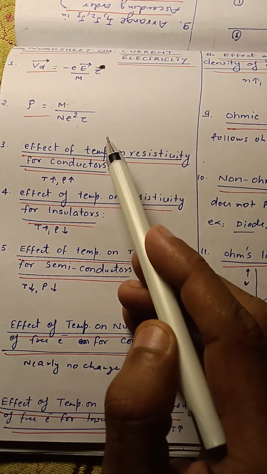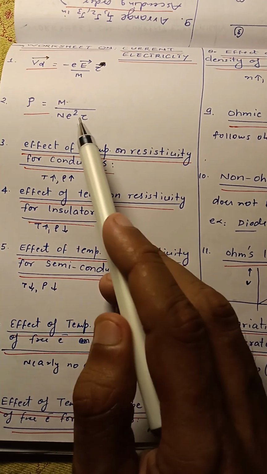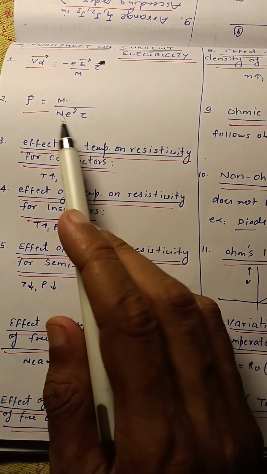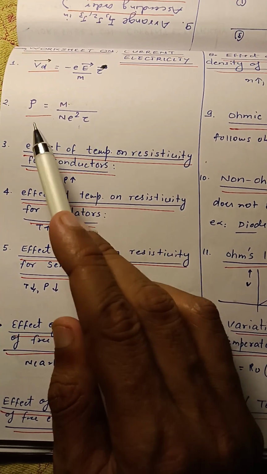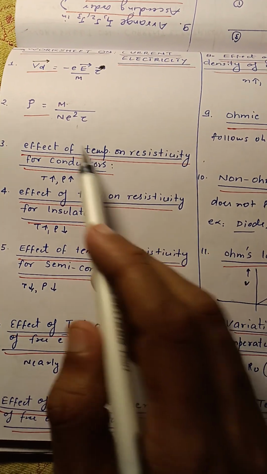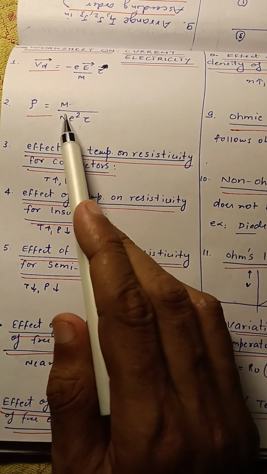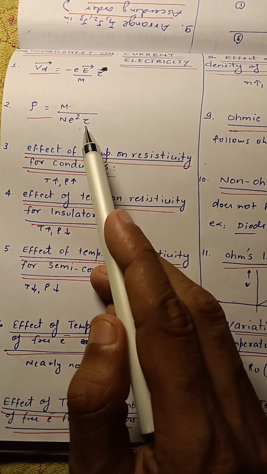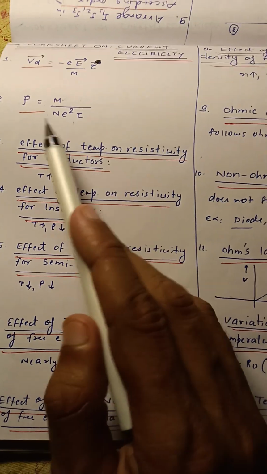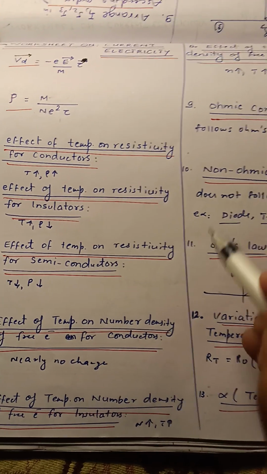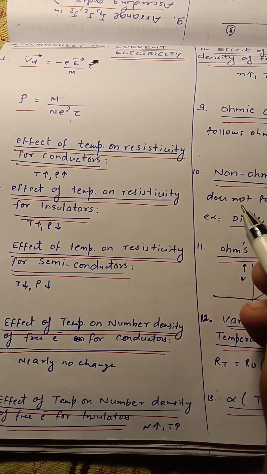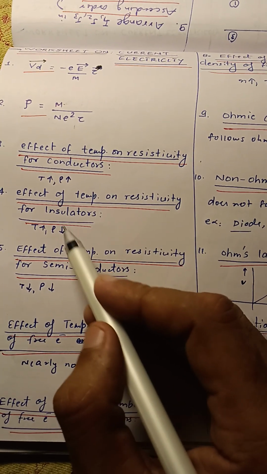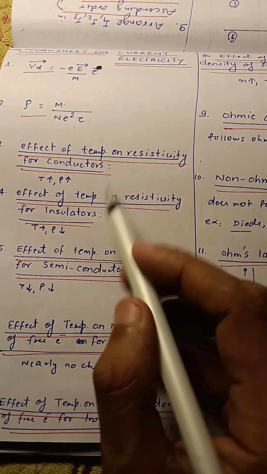Whereas in case of insulators, number density and tau both come into play, because for conductors number density is approximately constant, so there is only dependency on tau. But for insulators, there is a dependency on both N as well as tau. On increasing temperature, N increases and tau decreases. But it has been experimentally observed that the product of N and tau increases as a whole, because of which resistivity decreases. That is the explanation.